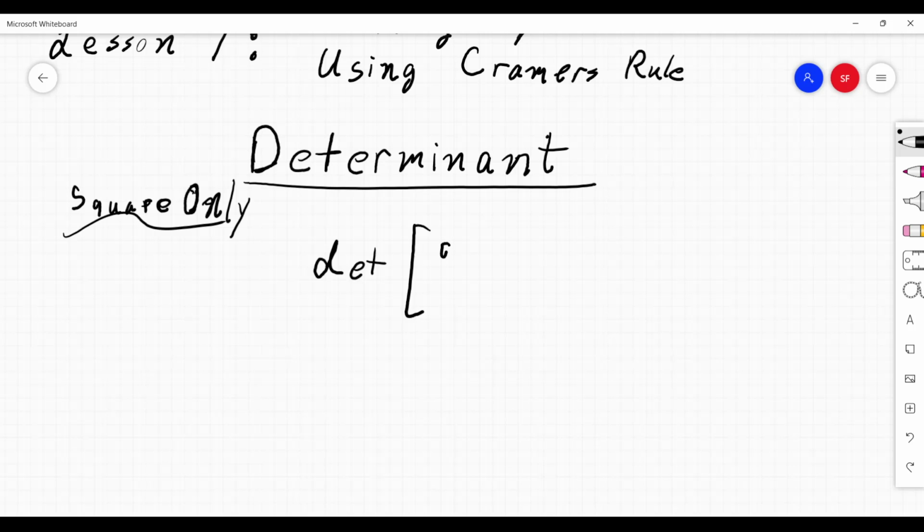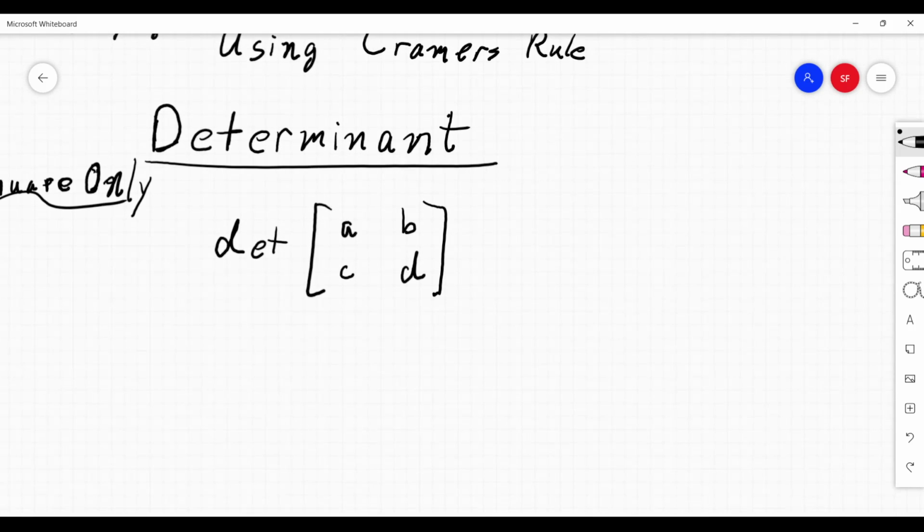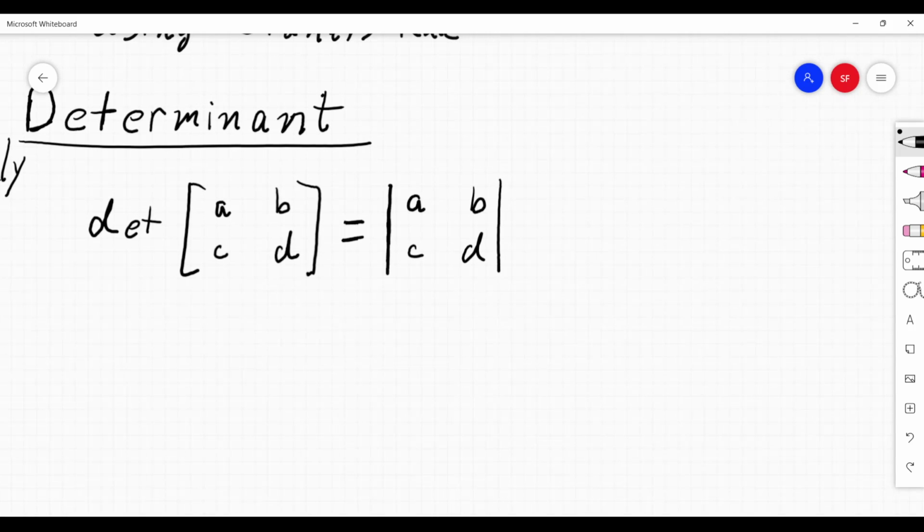If we have the matrix A, B, C, D, its determinant, first of all, and I alluded to this earlier this week on another day, you use straight lines to represent the determinant. Okay, so this is the same as the determinant of A, B, C, D. And then what you do is you multiply the diagonals and then subtract them. So in a 2x2 matrix, that looks like this.